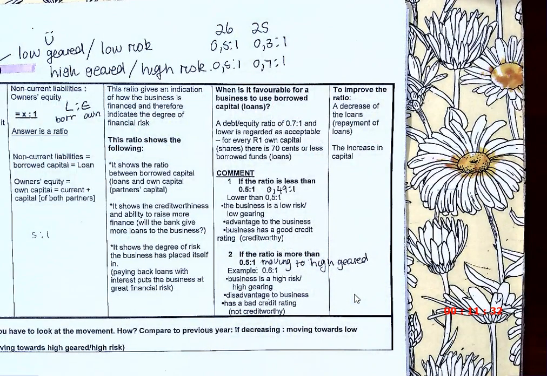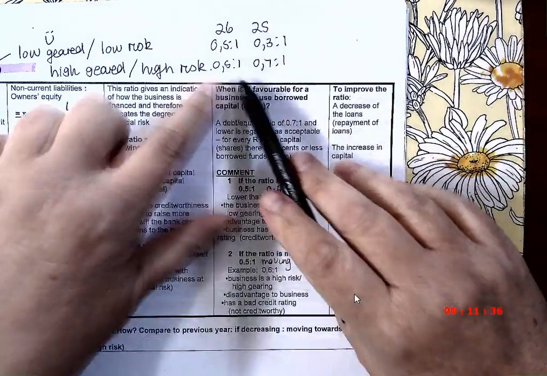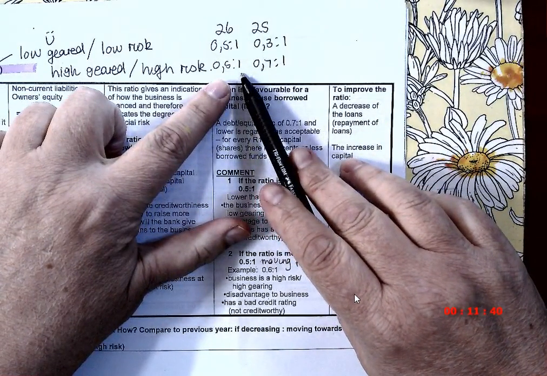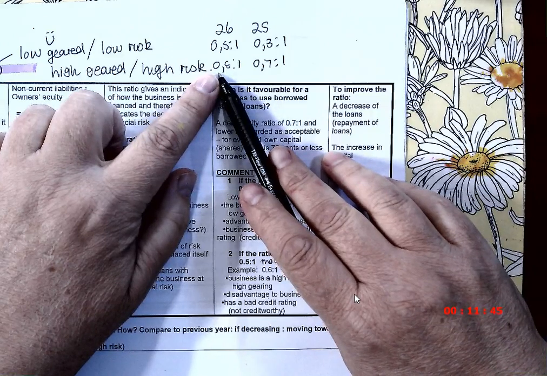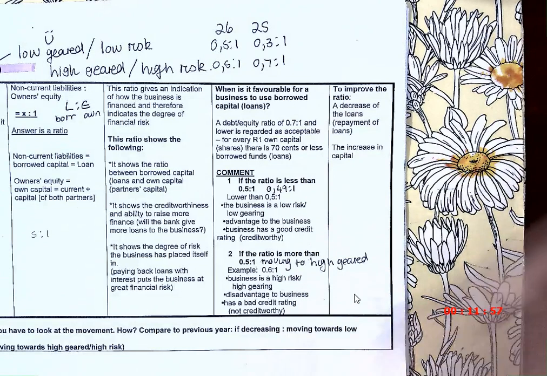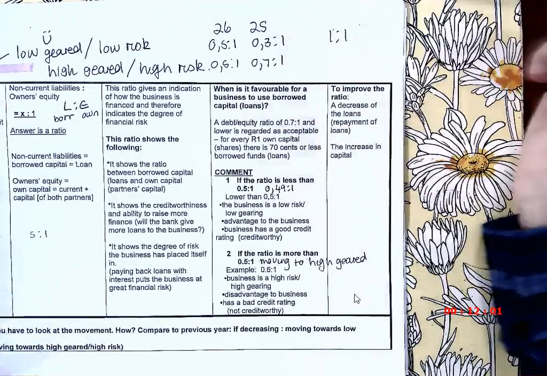Okay. And this is going to be an indication for a bank, because what it means here is for every 1 rand own capital, I borrowed 50 cents. Okay. Can you see that you can actually never borrow more than your total capital. Okay. Because if it's 1 to 1, can you see it's 50-50?